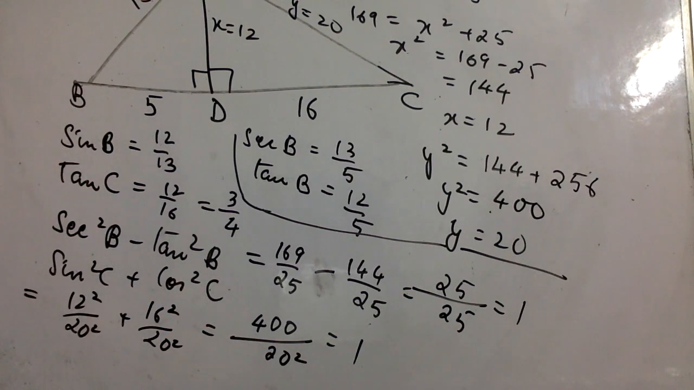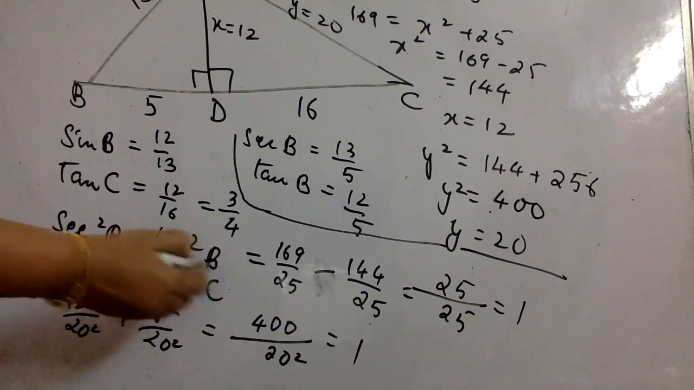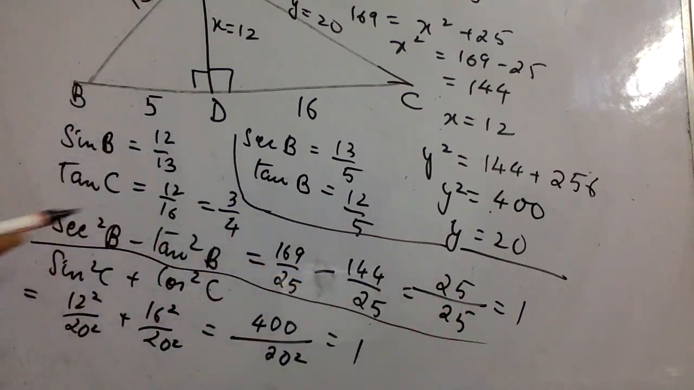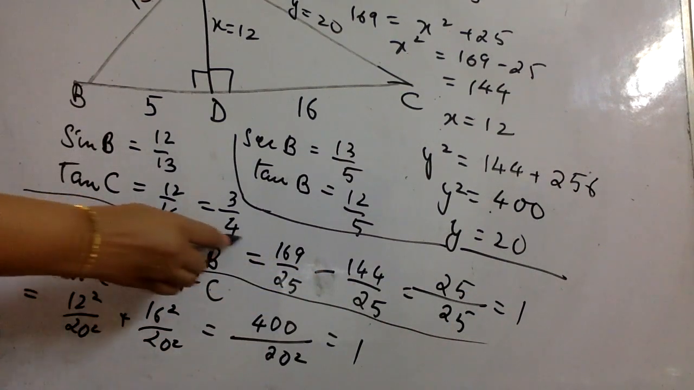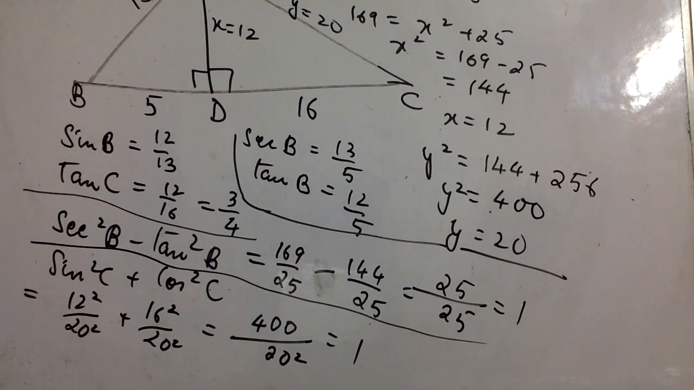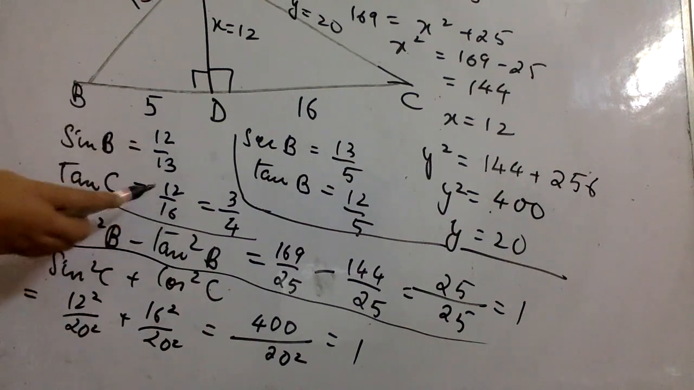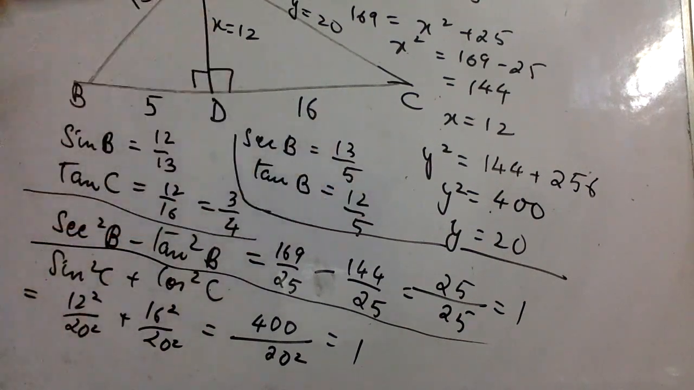Okay, so this is the answer for all the sums here. So do not mix up the values. So sin square C plus cos square C has also come to a 1. Sec square B minus tan square B has also come to a 1. Okay, let us see some other sums.